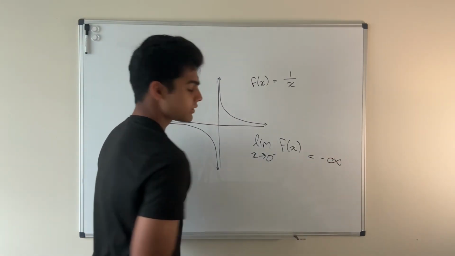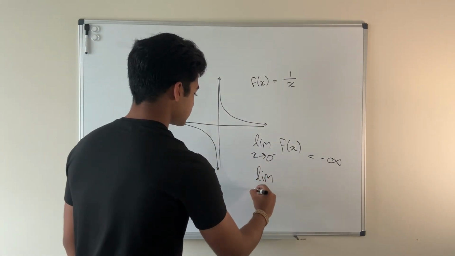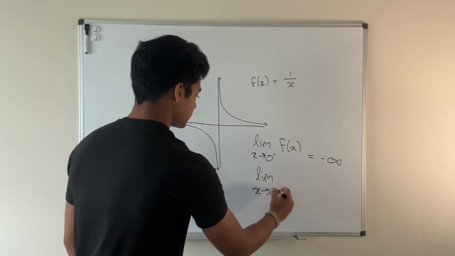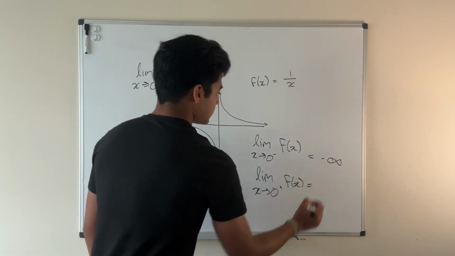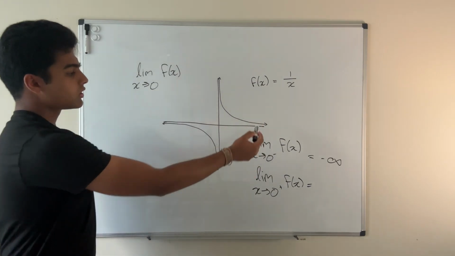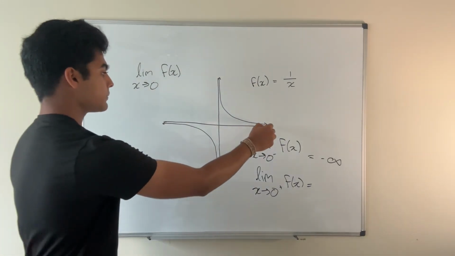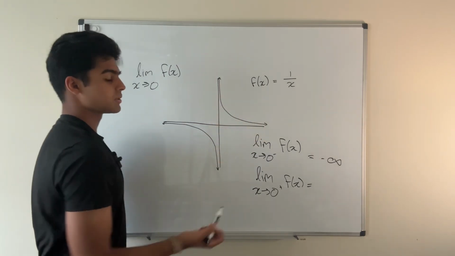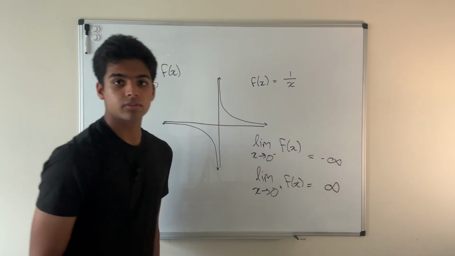And now we're going to look at it from the right. What is the limit as x approaches 0 from the right of f of x? Same thing. We can see that as we approach 0 from the right, f of x is approaching positive infinity. So positive infinity for that.